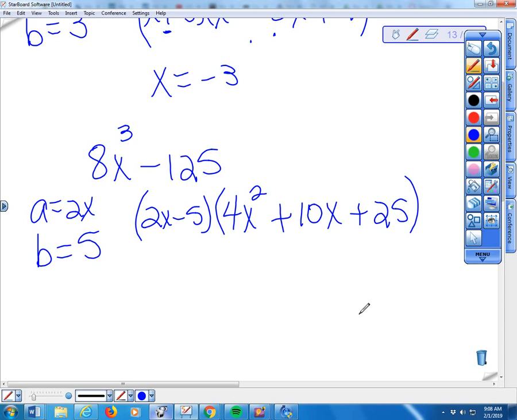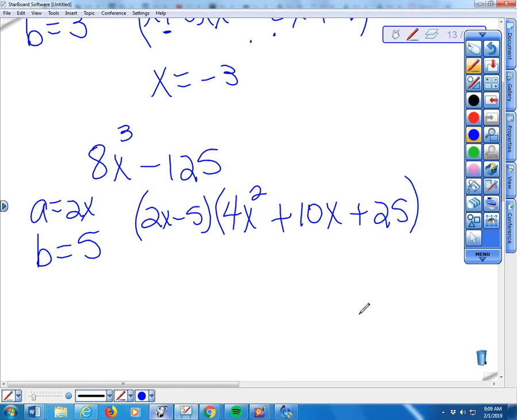Questions on difference and sum of two cubes? This works. This is a special factoring. We did a difference of two squares in the quadratic chapter, right? x squared minus 16, x squared minus 25, the difference of two squares. This is the sum and difference of two cubes.